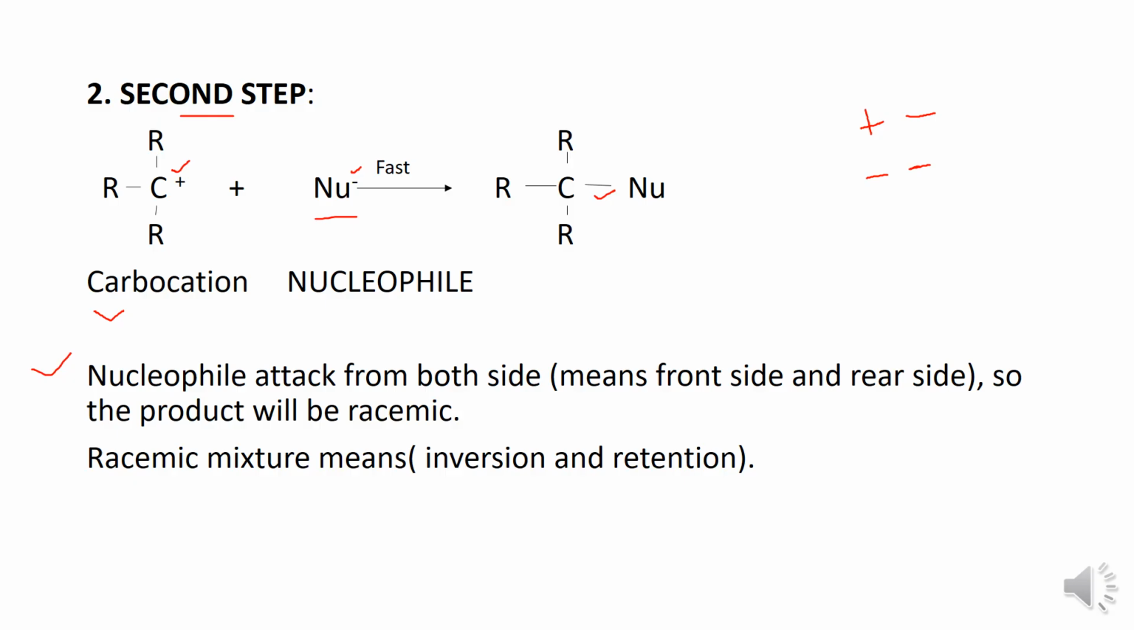So the product will be racemic. In this reaction we get racemic product. And what is the meaning of racemic? Racemic mixture means inversion and retention. Retention means the shape of the product will be the same as the substrate, and inversion means the shape of the product will change as compared to the substrate. Understand, students? Retention means same.